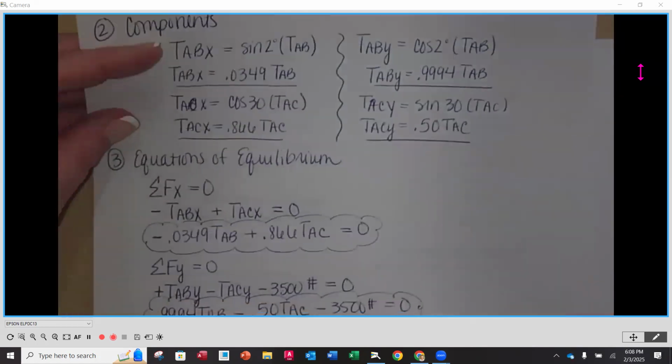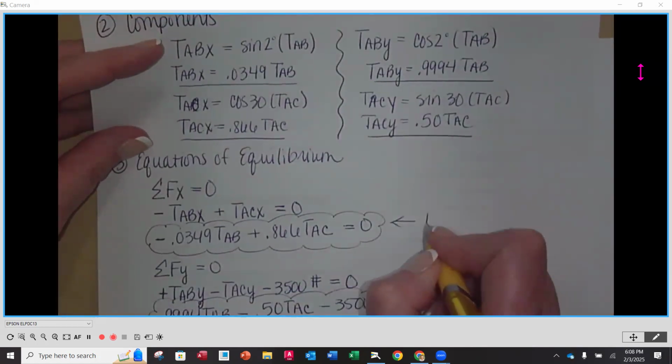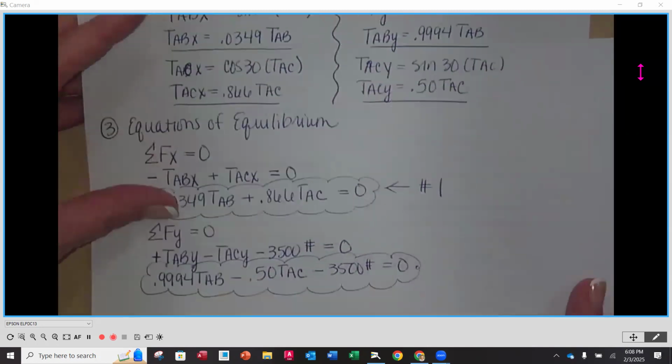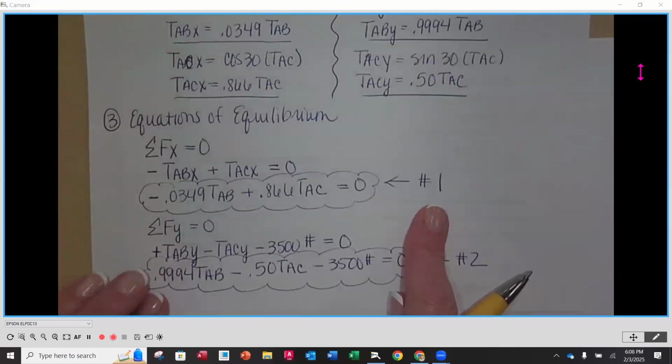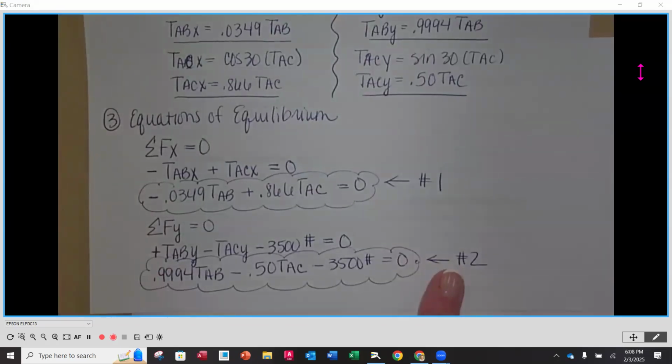So I'm just going to show you how I would approach it. First, I'm going to identify this equation as my number 1 and this equation as my number 2. Number 1, just because it was the first one. Number 2, just because it was the second one.